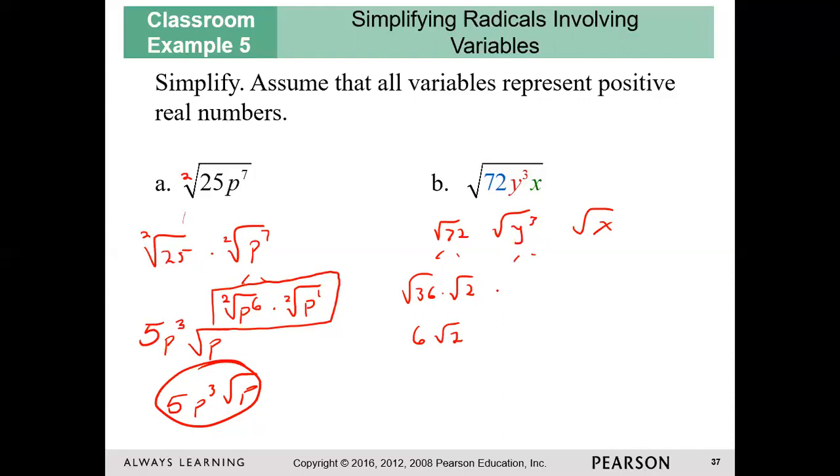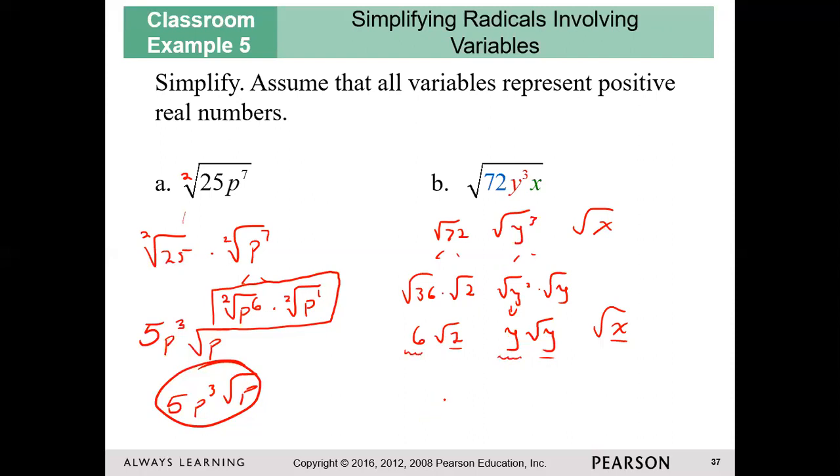Over here, we break this up so that it's y squared and just a y, because y squared times y is y to the 3rd. This is just y, because the square root of y squared is y, and then the square root of y is just the square root of y. And then when you're taking the square root of x, that's just the square root of x, so there's nothing to do with that. And now once you have this, we want to figure out what belongs on the inside of the radical, a 2, a y, and an x, and what belongs on the outside of the radical, this y and this 6.